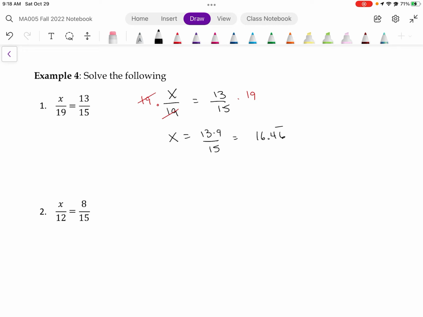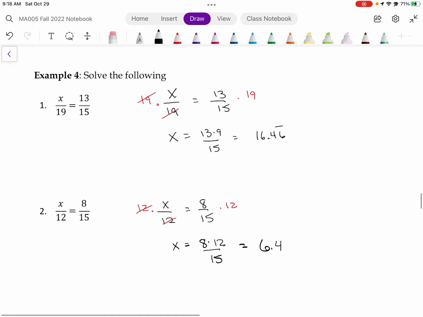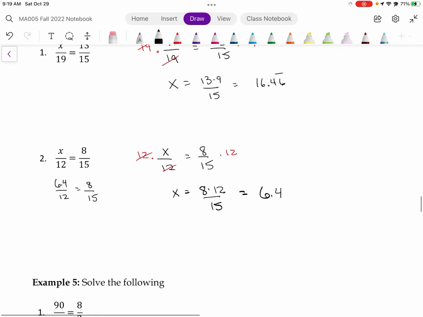Okay, let's go on to the next one. x over 12 equals 8 over 15. I'm going to multiply both sides by 12. The 12s are going to cancel out, and I get 8 times 12 divided by 15, all in your calculator, all in one step. 8 times 12 divided by 15, and you should get 6.4. So again, that means 6.4 over 12 equals 8 over 15. And you can check your work by just putting those in your calculator. Make sure that two sides are equal. Whatever your preferred way of checking proportions is works. Any of them work. Okay, let's move on.